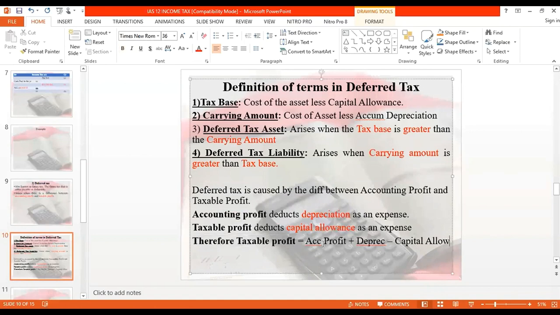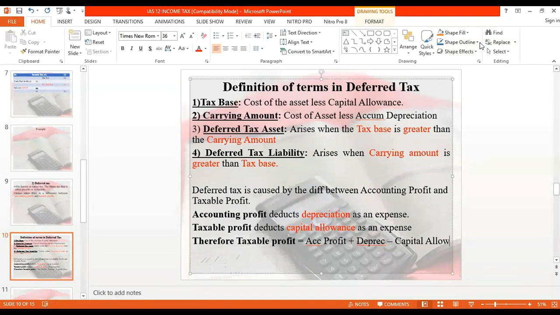So when you have been given accounting profit in the income statement and you want to know the actual amount of tax to pay, you take the accounting profit and add back depreciation. Why do we add back depreciation? Because RRA does not recognize depreciation as an expense. RRA recognizes what is called capital allowance. So you add back depreciation and then you deduct capital allowance.